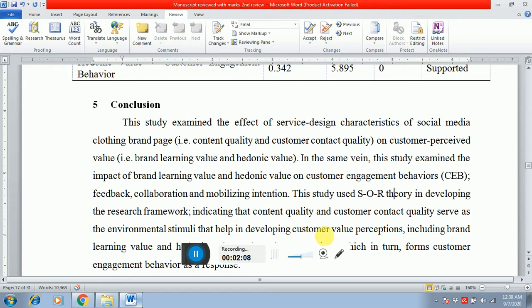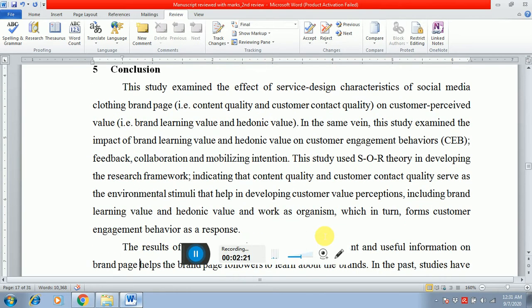This study used SOR theory in developing the research framework, indicating that content quality and customer contact quality serve as the environmental stimuli that help in developing customer value perceptions, including brand learning value and hedonic value, and work as organisms, which in turn form customer engagement behavior. So in the initial paragraph, you have seen that we have initially discussed the aim of the study. After this, we have discussed the theory which we used in developing the research framework, and then we align it with the aim of the study.